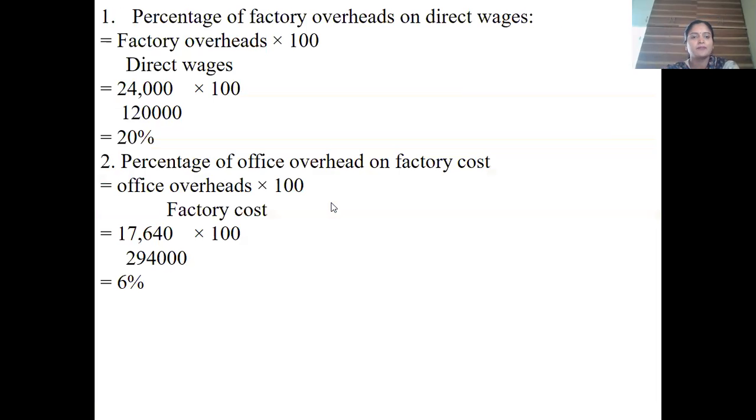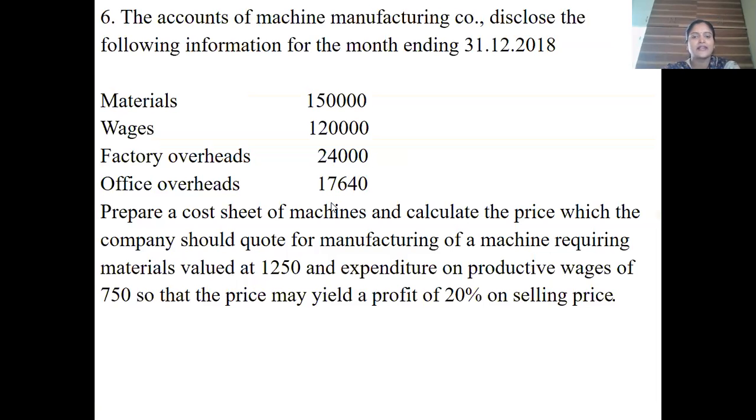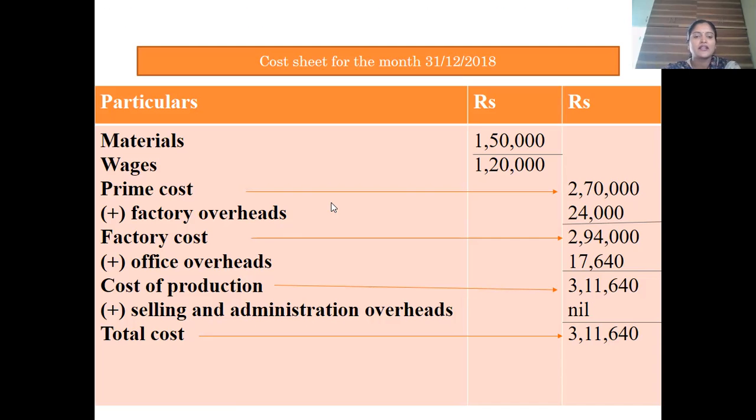And in this problem, we don't have the selling expenses, the selling overheads. So selling and distribution overheads is nil. The total cost you are going to get is 3,11,640.